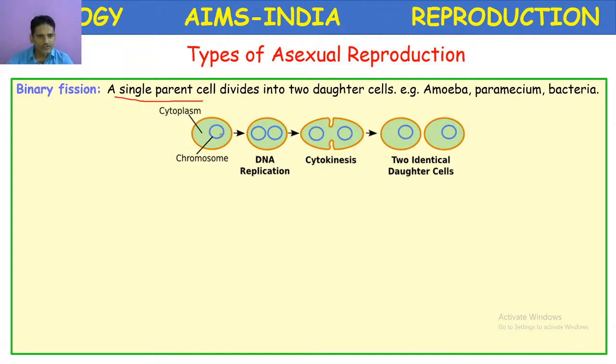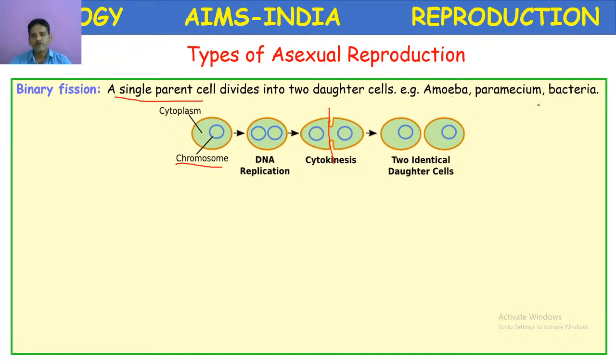Here one example is given. In the single cell, we are mentioning here the chromosome. If it is bacteria, we can't say nucleus. If it is an amoeba, it is a eukaryote, so we can consider it as nucleus. So here the chromosome, containing genetic material DNA, replication is taking place. After that, a small constriction is formed in the cell, and that is called cytokinesis. Cytokinesis means division of the cell. It slowly develops and finally the single cell divides into two identical daughter cells. So this is binary fission.